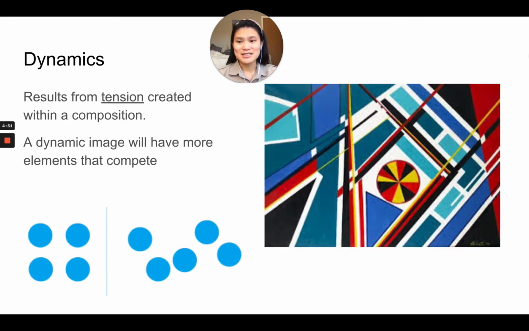Now we're moving on to dynamics, which results from tension created within a composition. So a dynamic image or a dynamic composition will have more elements that compete. So maybe that is colors that are competing, patterns that are competing. Maybe you don't have unity and rhythm throughout a harmonious motif or something. But in this one, you have lots of angles that are converging, and you have the competing colors. You have cool colors in those blues, and then the yellow and red. So they're really competing. I would call that a dynamic image.